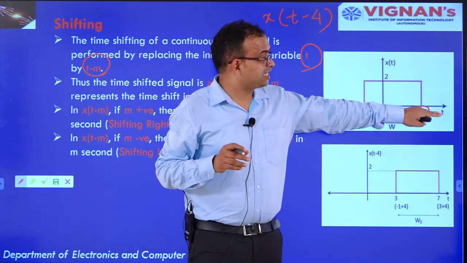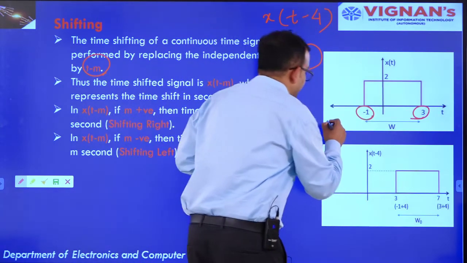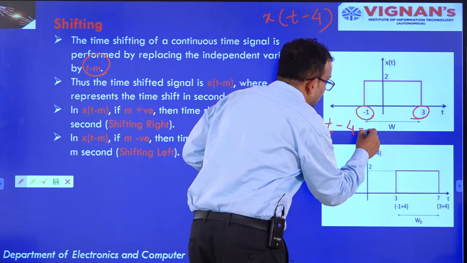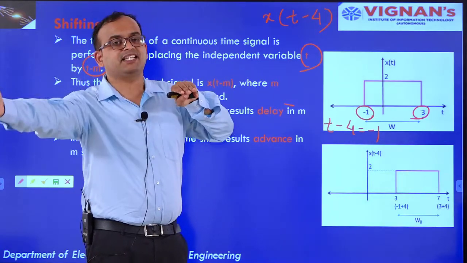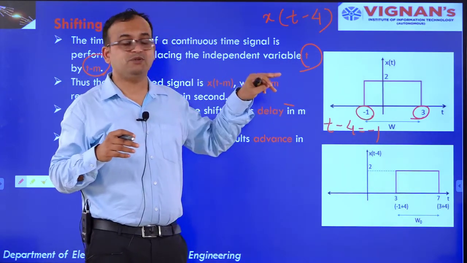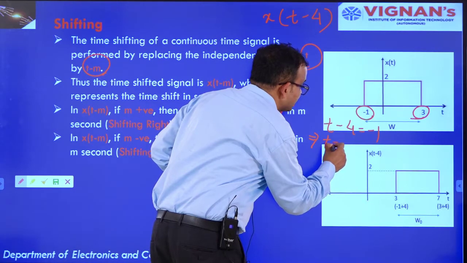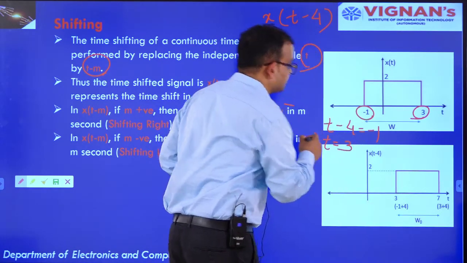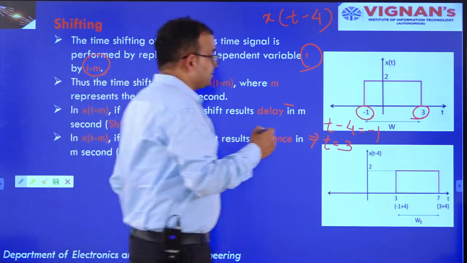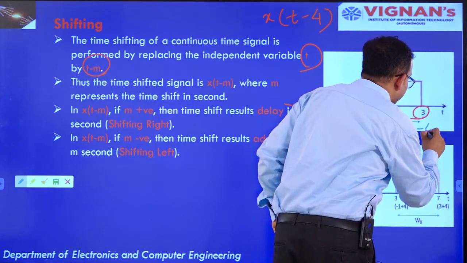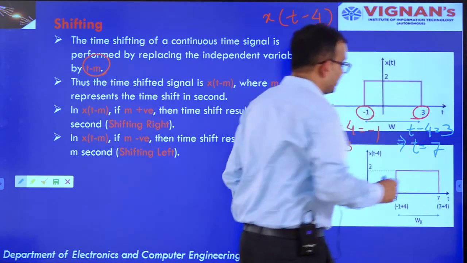Previously the time was t, now we are changing t to t minus 4. For this point, take t minus 4 equal to -1. So what is the new value of t? t is coming 3. Similarly, for this point I can take t minus 4 equal to 3. So what is the new value of t? t is equal to 7.